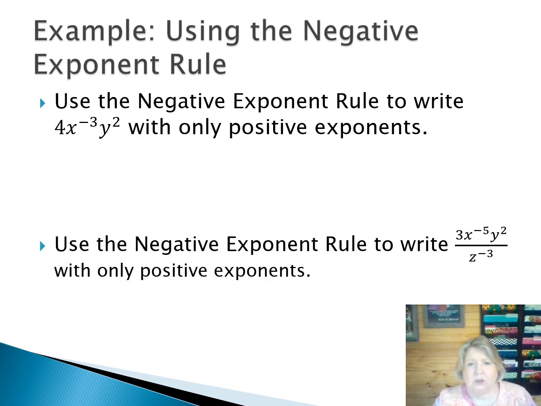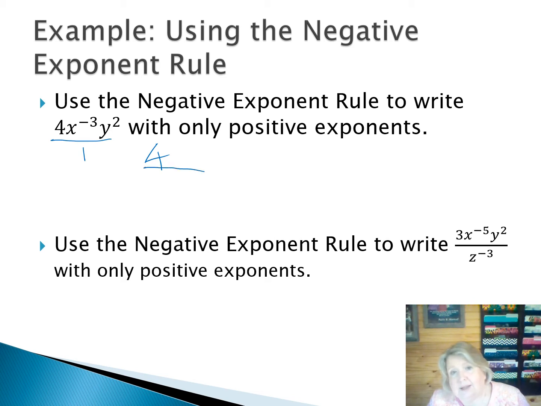Okay, let's take a look at a couple of sample problems here. Use the negative exponent rule to write 4x to the negative 3y squared with only positive exponents. Okay, first recognize that you have a fraction. It's just over the understood 1. So 4 is in the numerator. No negative exponent. He's fine where he is. Leave him alone.